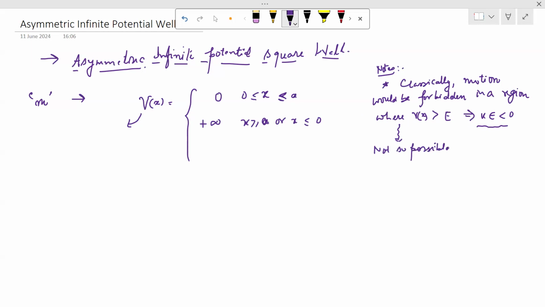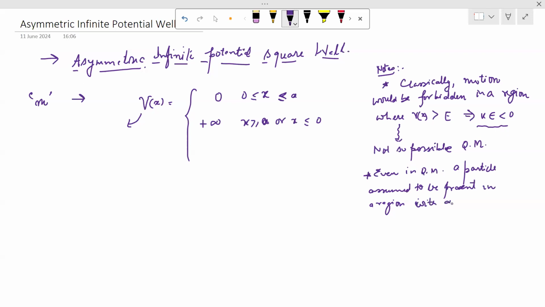There is a possibility and probability of finding a particle in some region where V(x) is greater than E. We are going to see all those cases later on. However, even in quantum mechanics, a particle cannot be assumed to be present in a region with infinite potential.